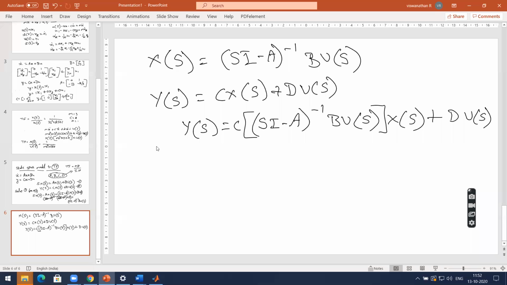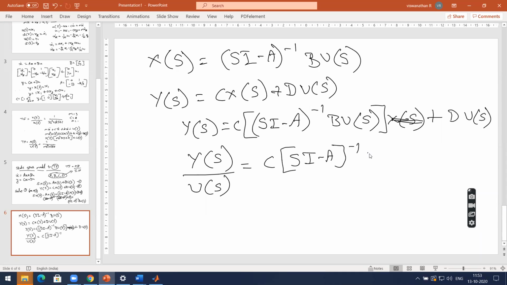So what will you get for Y(s) by U(s)? Y(s) is the output, U(s) is the input force. In the above equation, there should not be X(s). Yes, so that won't be there. So this is equal to C into (sI minus A) inverse B plus D. So is this a transfer function?